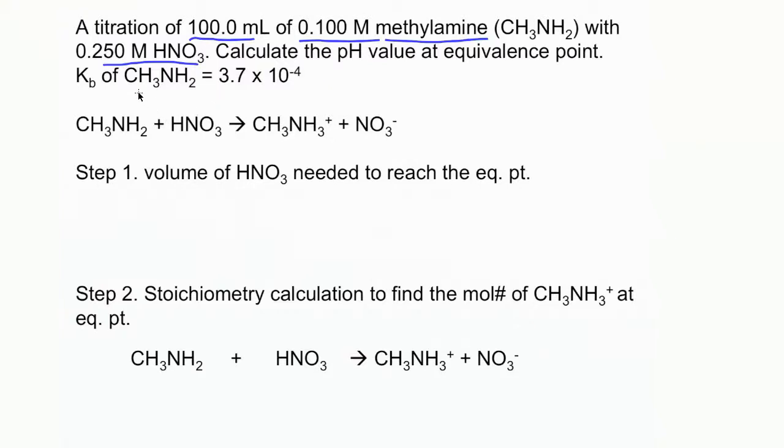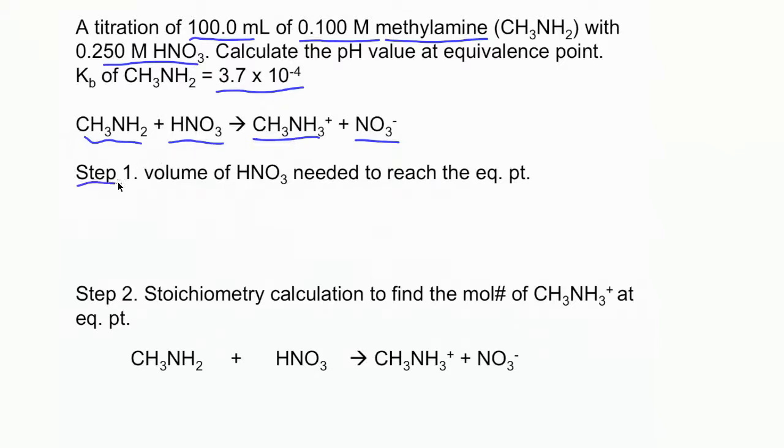Kb value of this weak base is given, 3.7 times 10 to the negative 4. This is the equation that I need you to understand before you start your calculation. Weak base is going to react with strong acid to generate the weak acid and the nitrate. When you reach the equivalence point, both reactants are gone and you have this weak acid left. So our target actually is the calculation of a pH value from this weak acid solution. In order to do that, you need to find out the concentration of this weak acid. Okay, so that is a process.